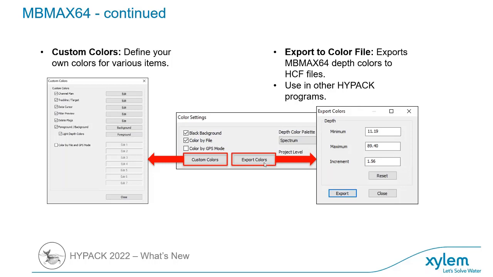We've also added the export colors to HCF files. So you have the nice color display, kind of auto scale colors in MBMax. It's a little hard to mimic that with the color file. So we just added the option to export the color file right in MBMax. And those can be imported into any other program.